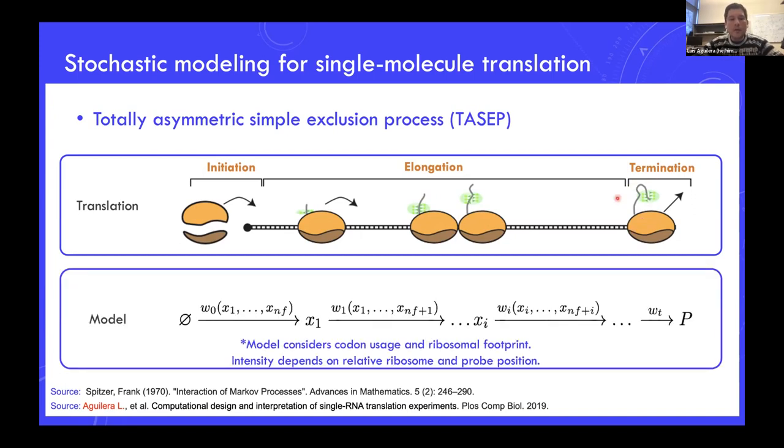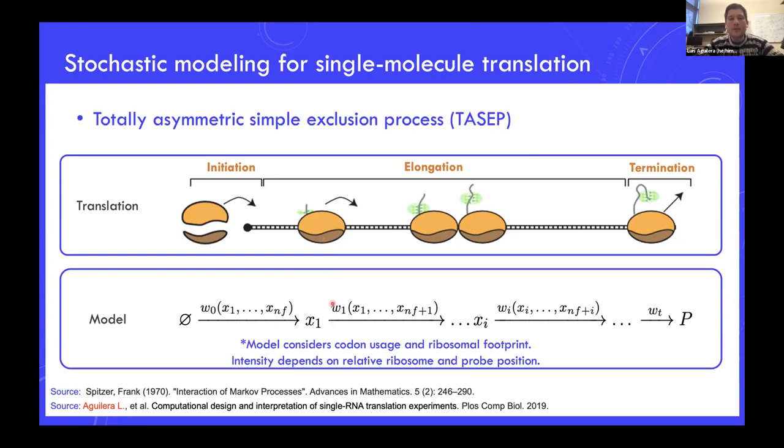The TASEP model that we are suggesting is just a set of reactions where the first one represents the initiation rate. This initiation rate depends on the initiation rate, but this also considers the ribosomal footprint. The ribosomal footprint is basically what I am showing here, that is the fact that the ribosome is occupying some space in the RNA, basically 9 codons. So this has to be considered in the model.